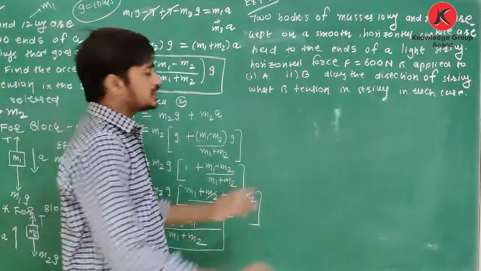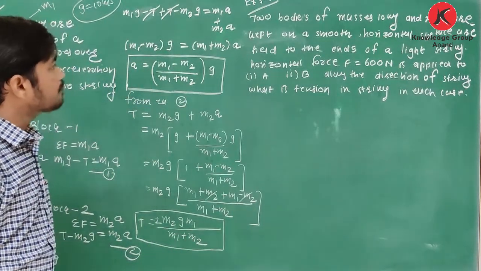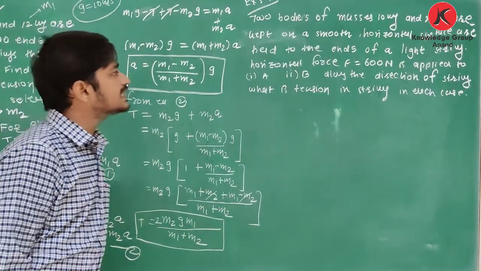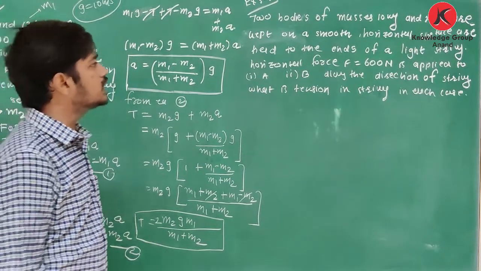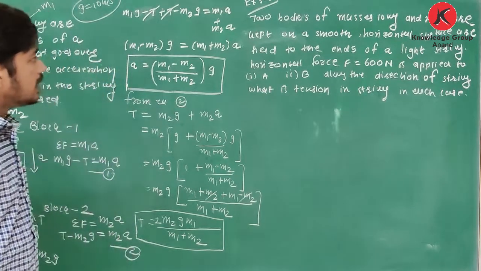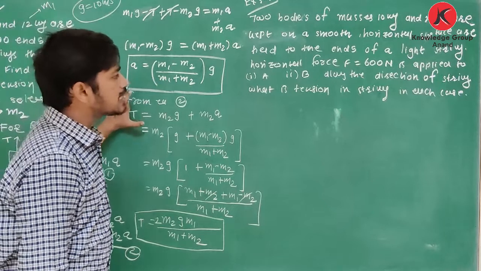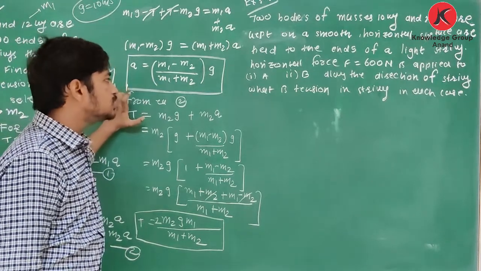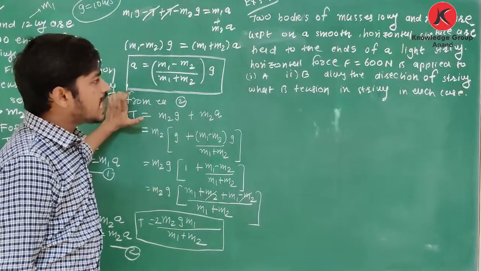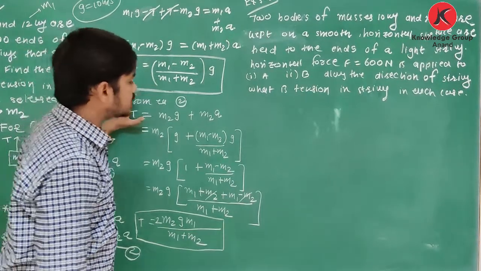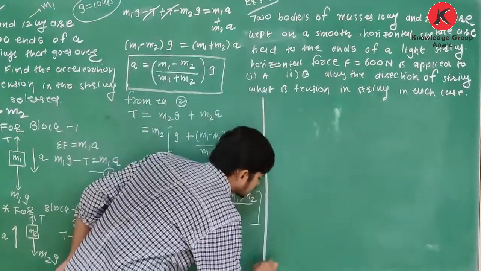Now next question. Exercise 5.15. Two bodies of masses 10 kg and 20 kg, kept on a smooth horizontal surface, are tied to the ends of a light string. A horizontal force F equal to 600 Newton is applied to A, question A, and then to B, question B, along the direction of the string. What is the tension in each case?